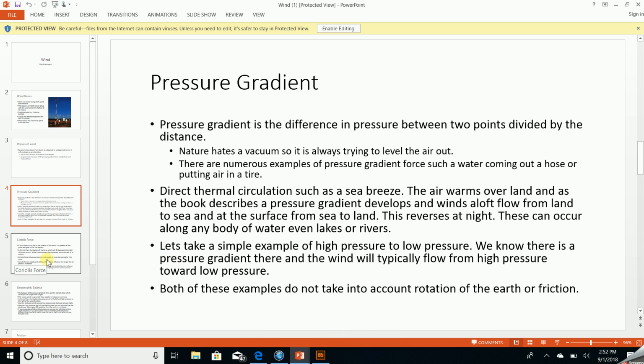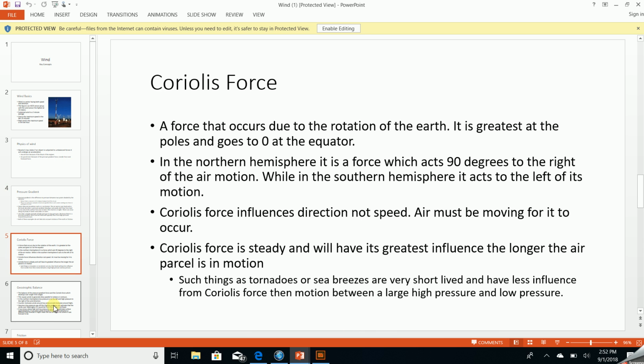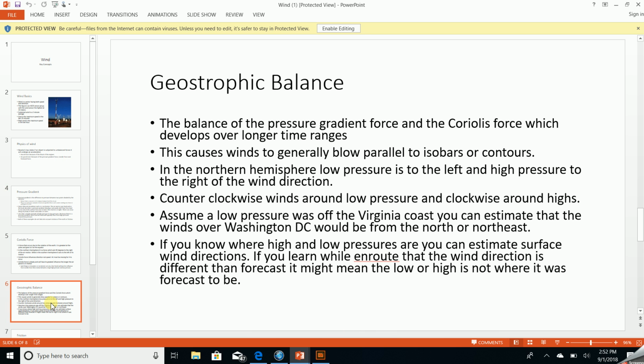So we talked about the Coriolis force now. And Coriolis force acts over distance and time. So in other words, if you were to just move an air parcel very quickly a short distance, Coriolis force might not have much of an effect.